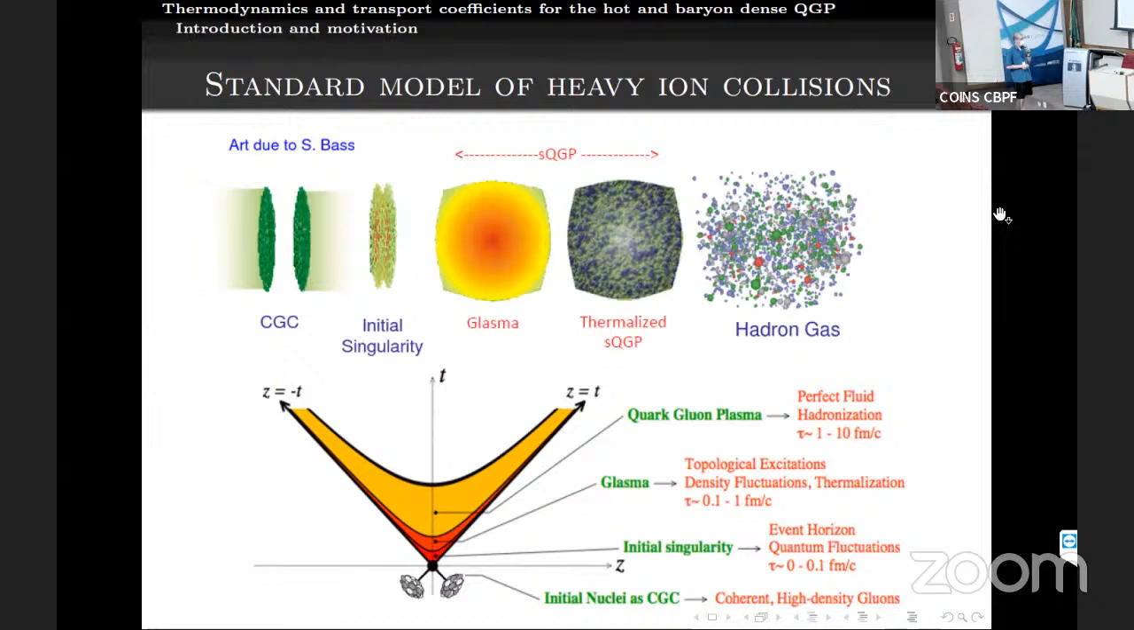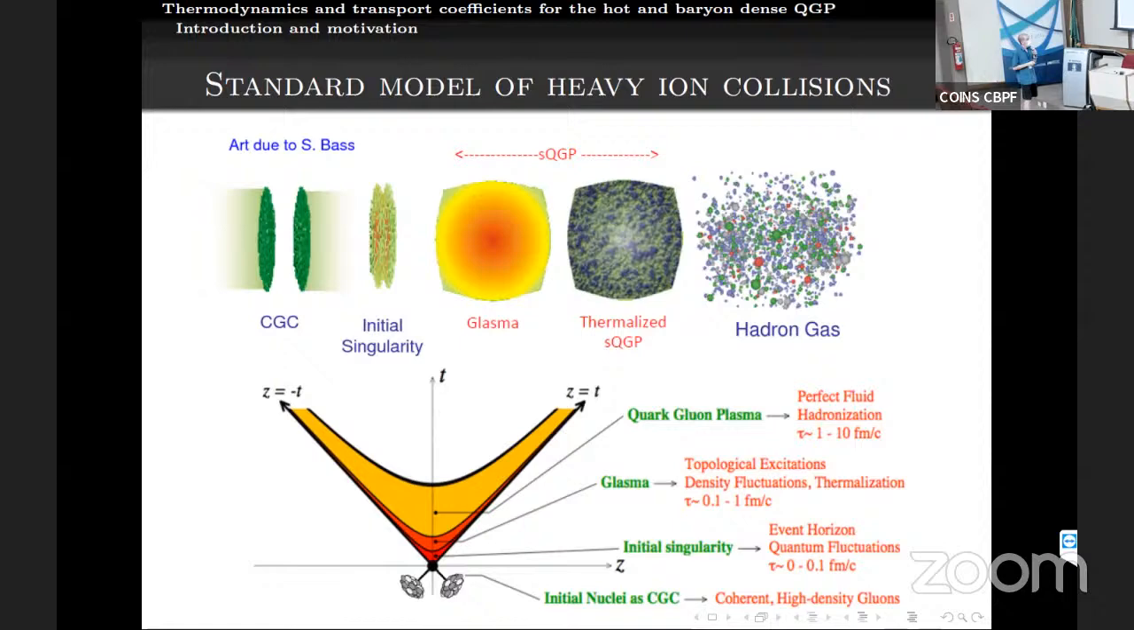And the focus of the model that I will describe for you will be specifically at this stage here, which refers to the quark gluon plasma that can be described by hydrodynamics, okay? We will not be describing the hadron gas, which is impossible to do with holography. I will explain to you why. And we'll also not describe this other stage here.